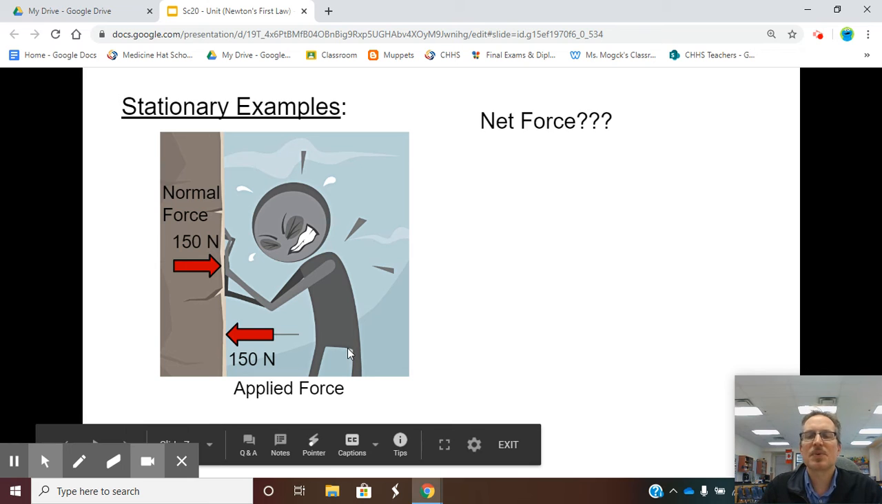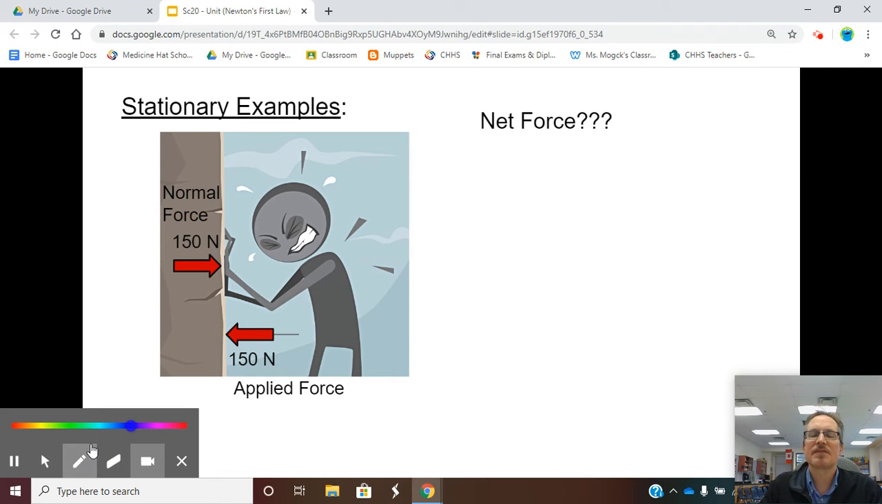One last one. Why don't you try this one as well? Now, this is a stationary object, person pushing on a wall. Figure out the net force of this, please.